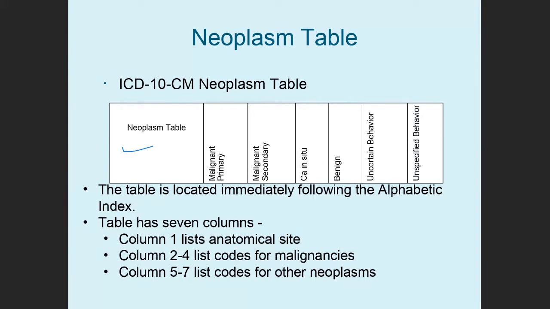The second column lists a code for the primary malignancy in that area. The next column lists a code for a secondary malignancy in that area. The fourth column is carcinoma in situ, then benign, uncertain behavior, and unspecified behavior in that specific area. Note that many of these codes will have a dash after the code number. Don't forget, you need to refer to the tabular list and find the correct additional digits.